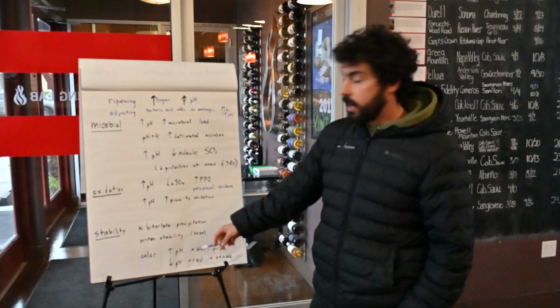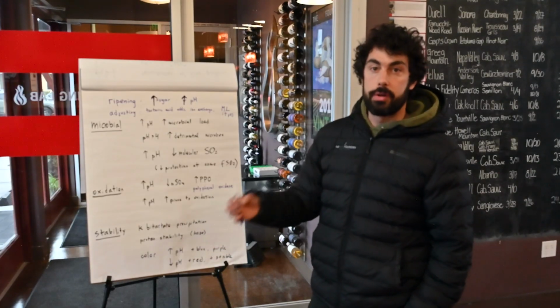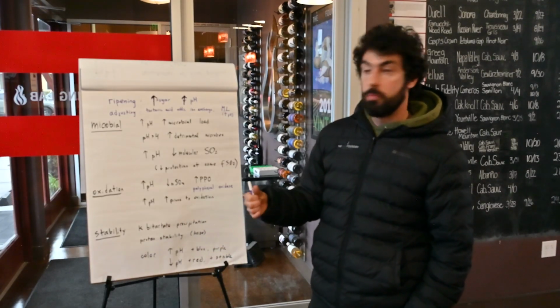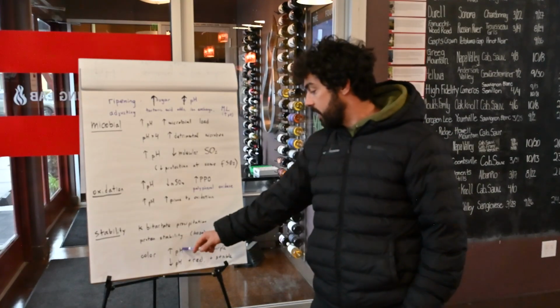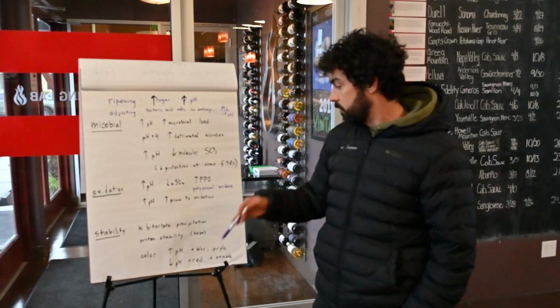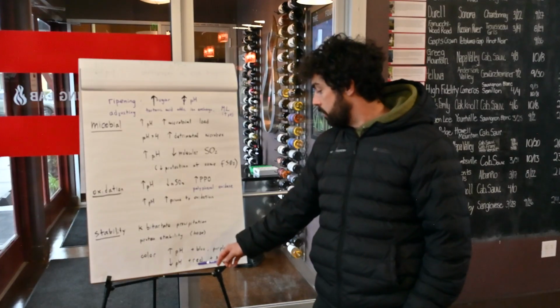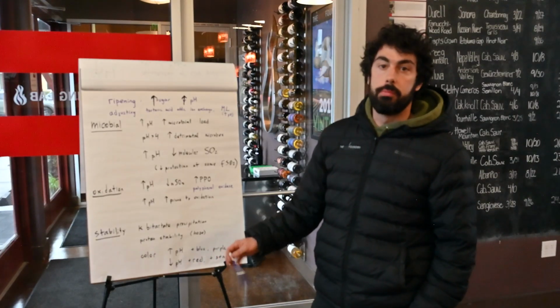And finally, color. Anthocyanins, which are the most important color particle in must and in wine, change their color slightly with different pH. So at a higher pH, they're going to be more blue and purple, and at a lower pH, they're going to be more red and in general more stable.